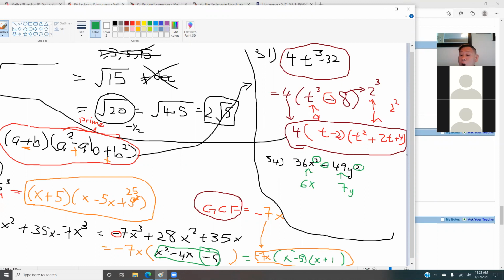So we can do the conjugate. The conjugate says that one of these has to be minus and the other one has to be plus. So using the same 6x and 7y, one will be minus and one is plus, or you can put plus and then minus, it doesn't matter. And this is the answer for question 34.